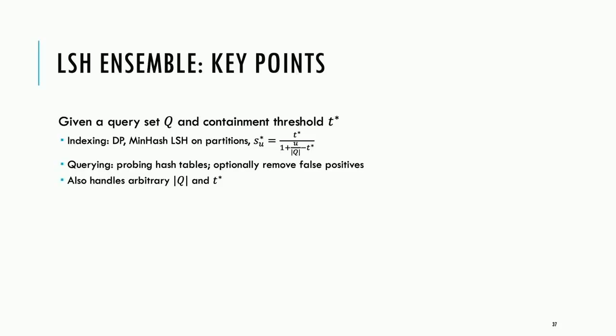So I want to summarize how LSH Ensemble works. The user will provide a query and say, I want a containment threshold t star. Now, the indexing process uses this information to build the index. First, doing dynamic programming to optimize the partition boundaries, build LSH indexes on each partition, and tune the LSH indexes using the translation formula. And during the query time, it simply probes the hash tables. And optionally, you can remove the false positives. But that would cost a lot less than if you don't use our optimization strategy. So the paper also talks about how to handle arbitrary query size and containment threshold so that the user doesn't have to re-index everything before you can run a new query.